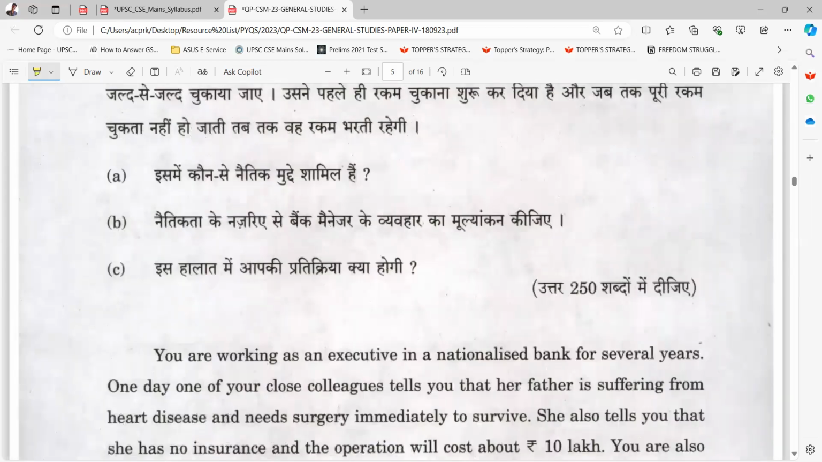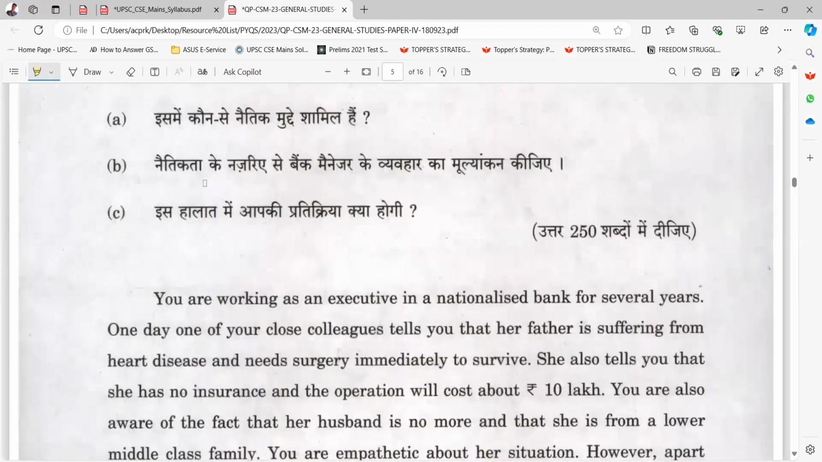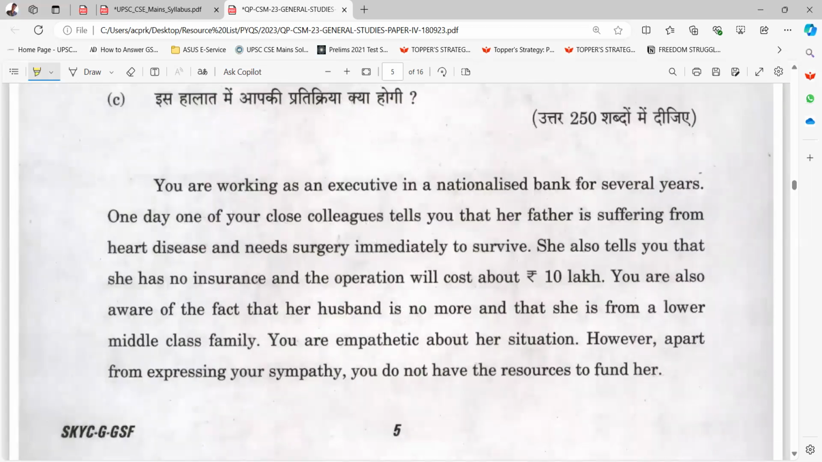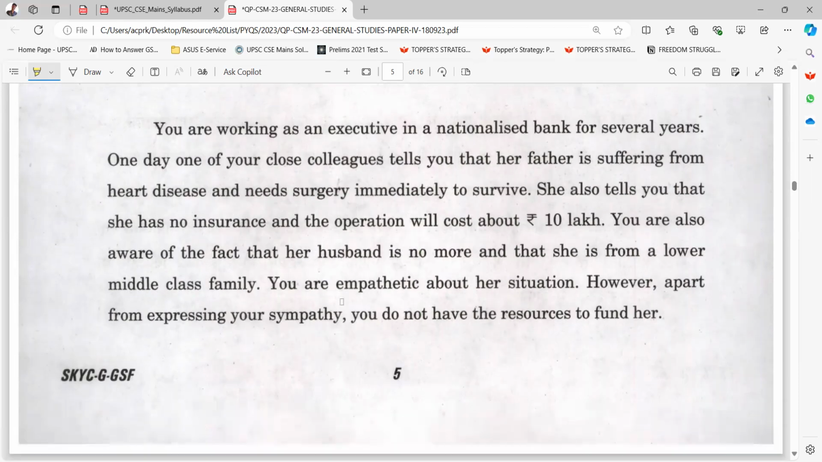Question 7. Okay. You are working as an executive in a nationalized bank for several years. One day, one of your close colleagues tells you that her father is suffering from heart disease and needs surgery immediately to survive. She also tells you that she has no insurance and the operation will cost about rupees 10 lakh. You are also aware that her husband is no more and that she is from a lower middle class family. You are empathetic about her situation. However, apart from expressing your sympathy, you do not have the resources to fund her.